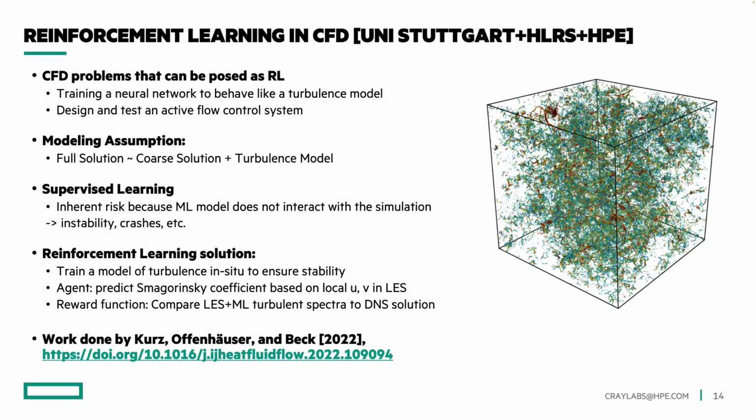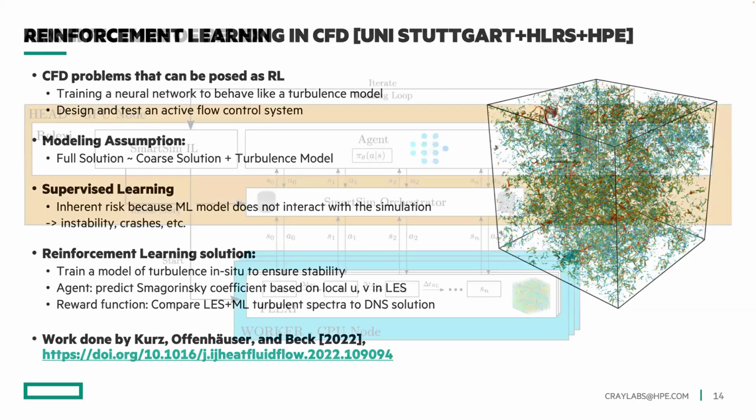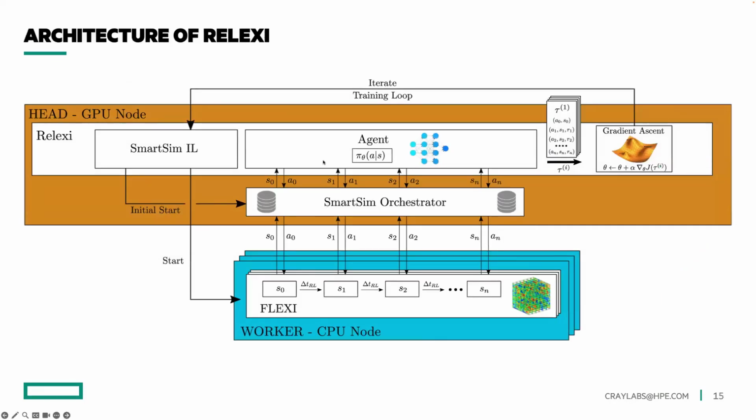The work was done by Kurz, Offenhäuser, and Beck. This is one of the publications, like the first publication I think they have for this work, but there are 3 different publications. I invite you to read all 3 of them because they're very interesting. They basically analyze different areas of the problem. So how did RELEXI, which is this reinforcement learning based on FLEXI approach, work?